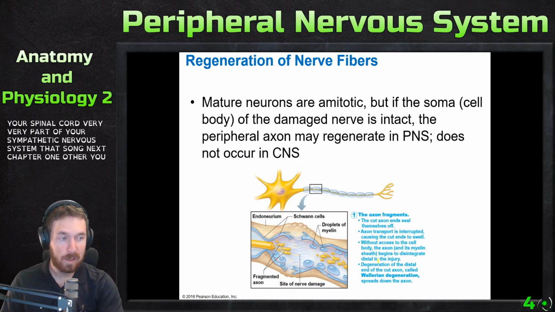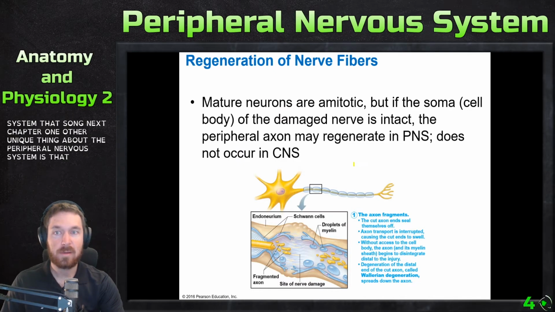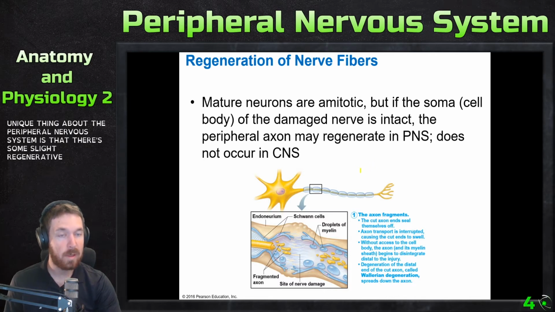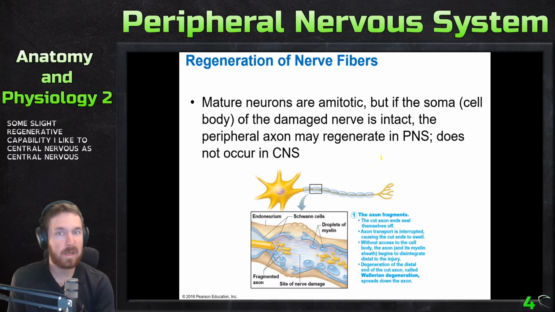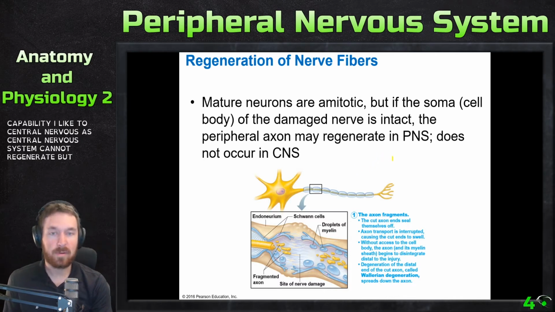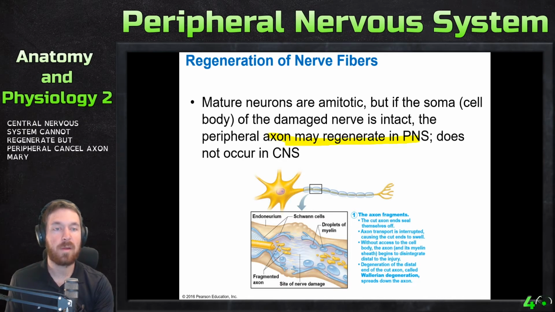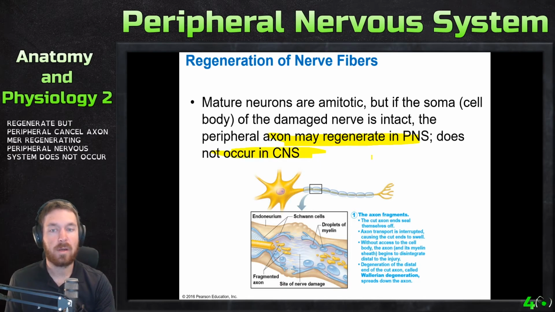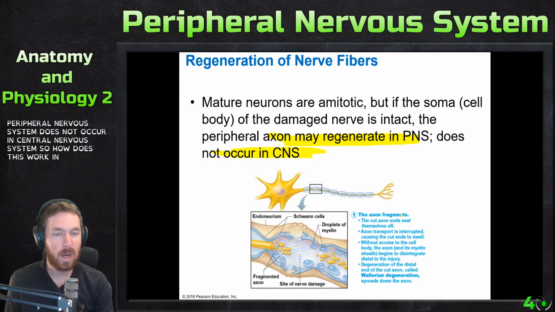One other unique thing about the peripheral nervous system is that there's some slight regenerative capability. Unlike the central nervous system, which cannot regenerate, the peripheral can. So an axon may regenerate in the peripheral nervous system, but this does not occur in the central nervous system. So how does this work and why does it work? This is because of Schwann cells. Schwann cells are the reason this happens.